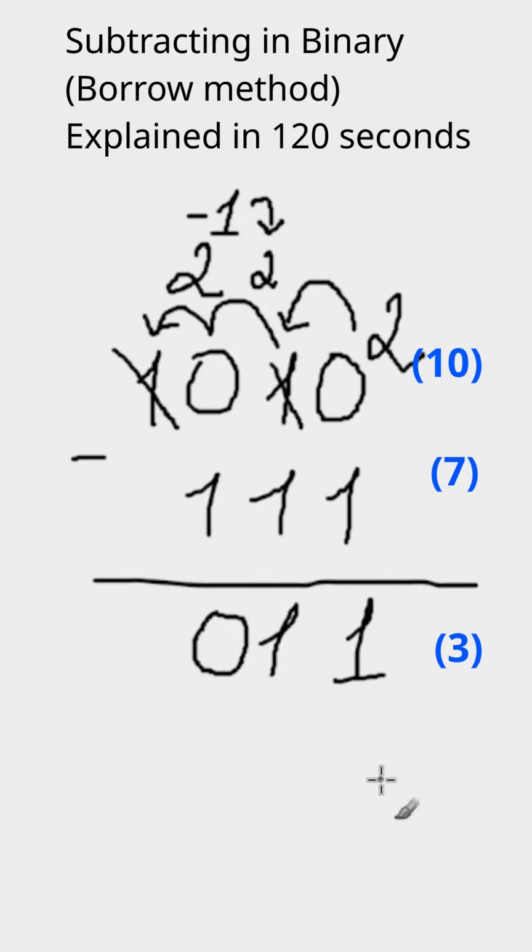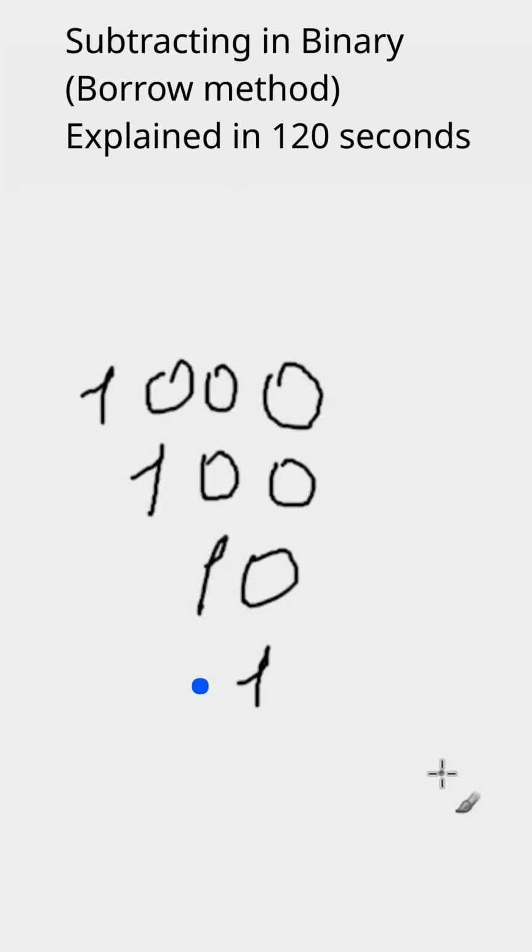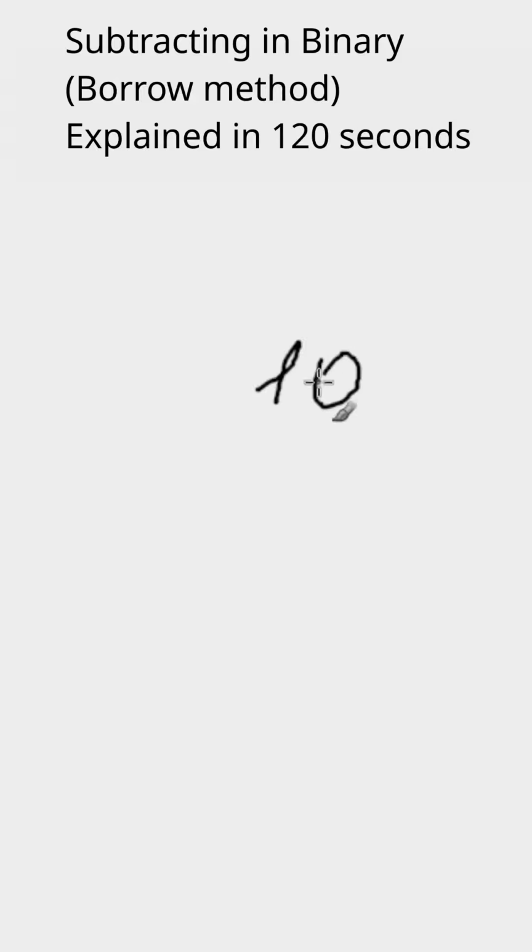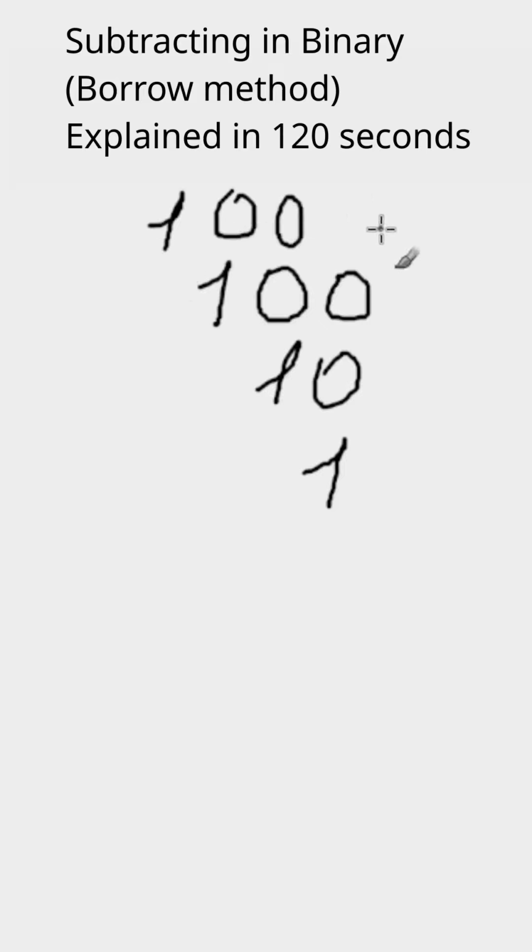But why do we get 2 every time we borrow 1? Because each one further to the left carries twice as much value as the one before it. Think decimal for a second. 10 is 10 times higher than 1. 100 is 10 times higher than 10. And 1000 is 10 times higher than 100.